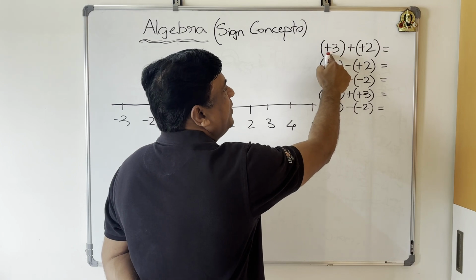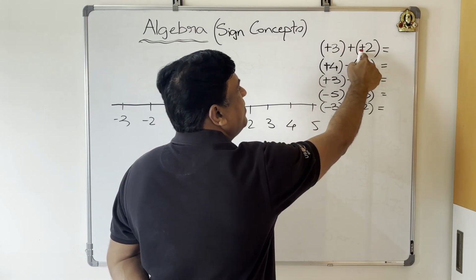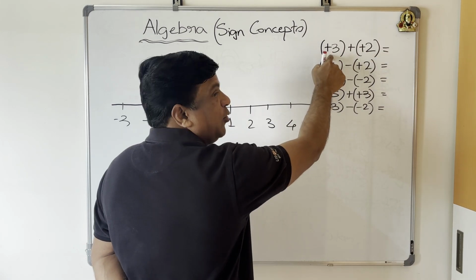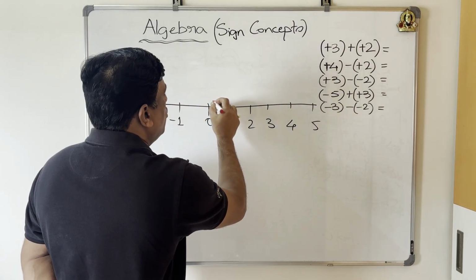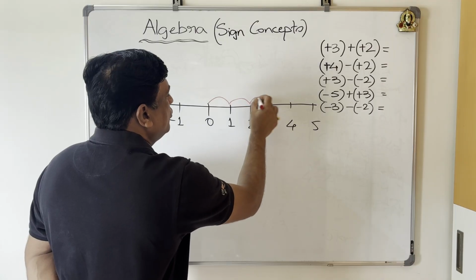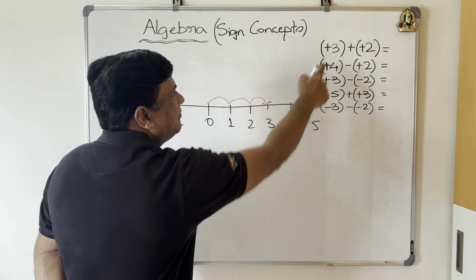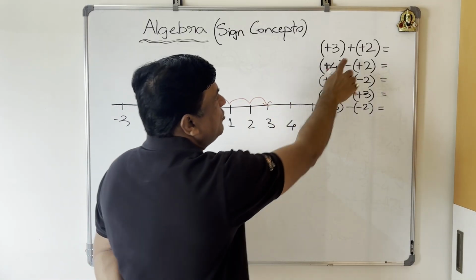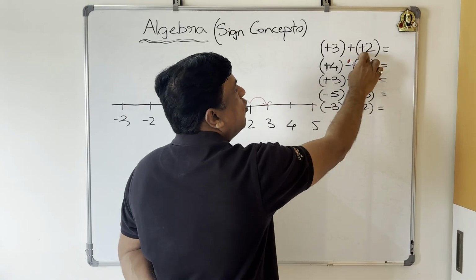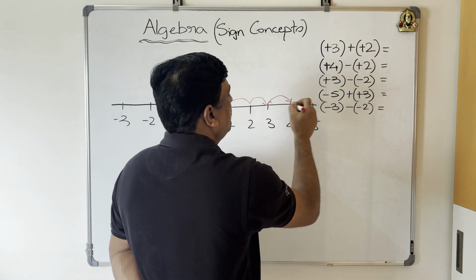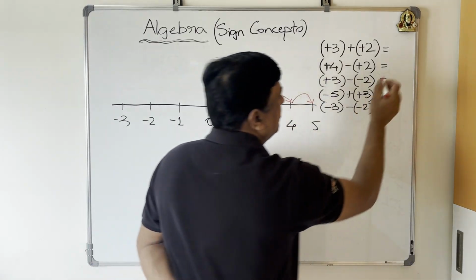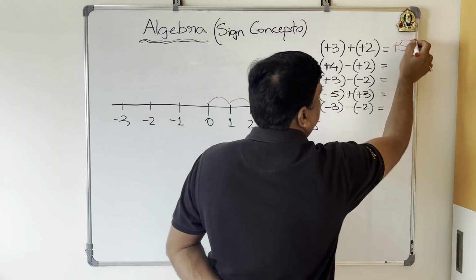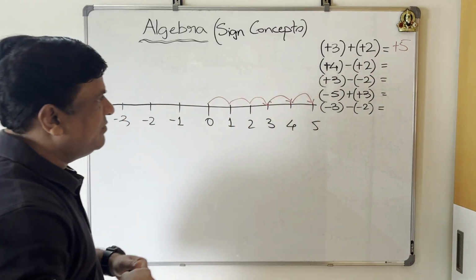So this says plus 3 plus of plus 2. Let's plot plus 3. How do you do that? You go 1, 2, 3. You come here, with that plus 3. Now they are saying that on the plus side, go another plus 2 positions. So I'm going to go here, and here. Where am I going to land? I'm going to land at 5. So your answer is plus 5. That is what you have learned on a number line.